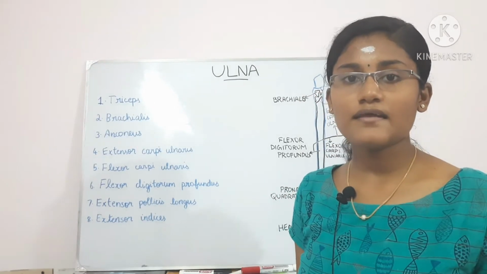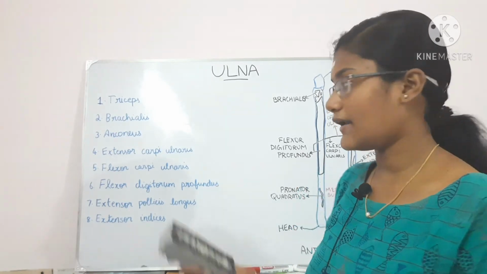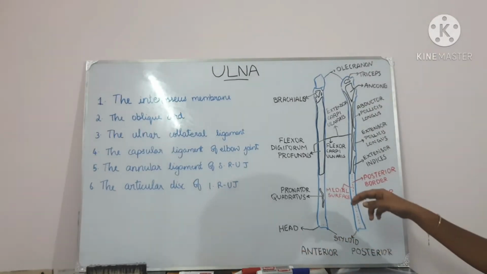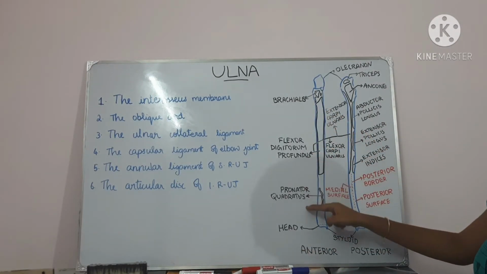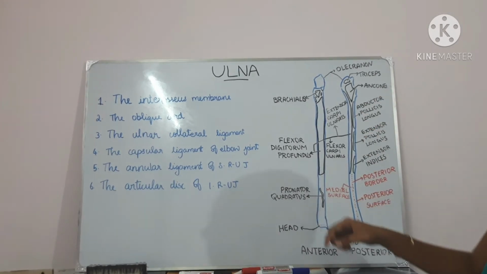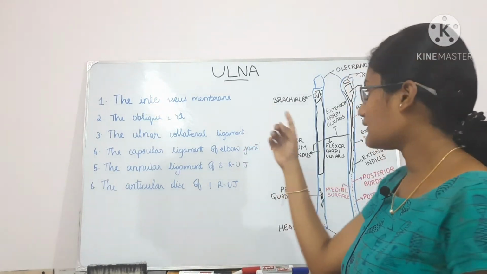Now let's talk about the 6 other attachments that are present on the ulna. The first is the interosseous membrane. The interosseous membrane is attached to the lateral border. This is the lateral border of this anterior aspect of the ulna, and this is the lateral border of the posterior aspect of the ulna. So the interosseous membrane is attached to the lateral border.